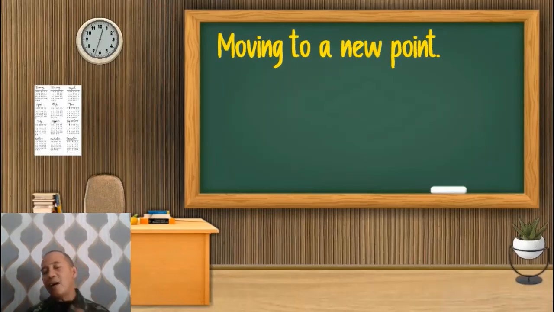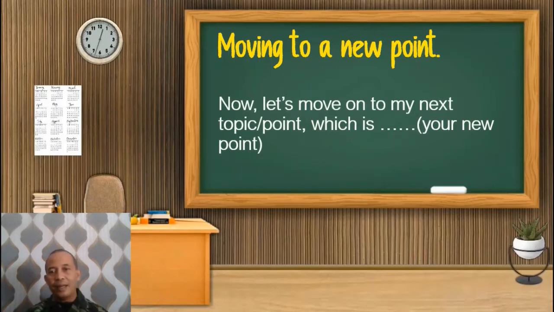Now, how about when you are moving to a new point? After you finish one point and you are trying to move to a new point, what expressions do we use? This is one of them. Now, let's move on to my next topic. You may say topic or point, and then you say which is, and then tell what your next point is. Now let's read together and practice a bit. Now let's move on to my next topic, which is blank blank blank, and then tell the audience about your topic.